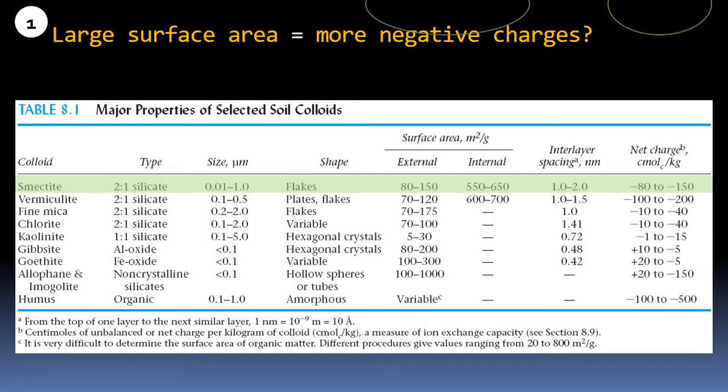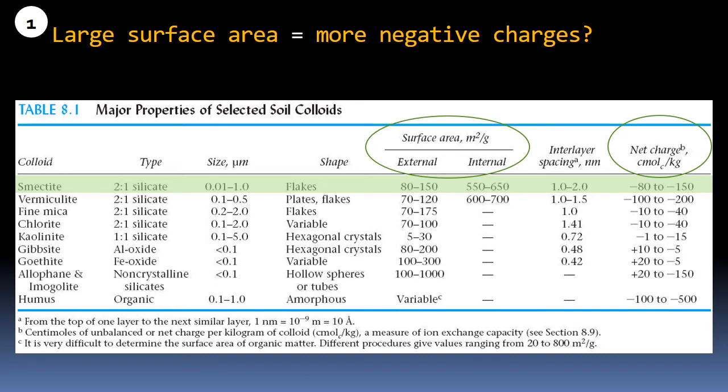If we start by looking at smectite, which is a 2-to-1 crystalline silicate clay, it looks like flakes. If you focus on its surface area and negative charges, you will find that smectite, which is also called montmorillonite, has internal and external surface area. Its external surface area is between 80 to 150 square meters per gram, and its internal surface area between 550 to 650 square meters per gram. Its net negative charge is about minus 80 to minus 150.